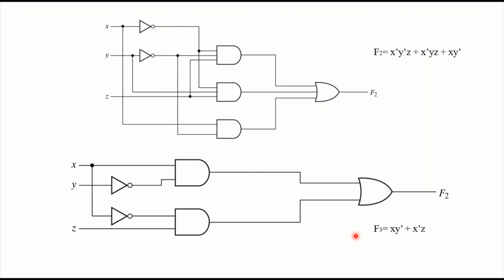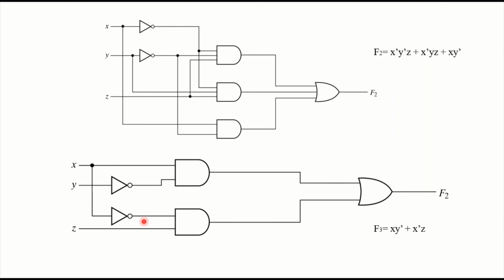Now consider the third function. F3 equal to X Y bar plus X bar Z. So we can see from here, this is a two input AND gate, and ORing of these two terms. X Y bar. So we have applied X over here, and for Y bar we took Y and we apply a NOT gate, and here we will get Y bar. So this term will be at the output, this term will be X Y bar.